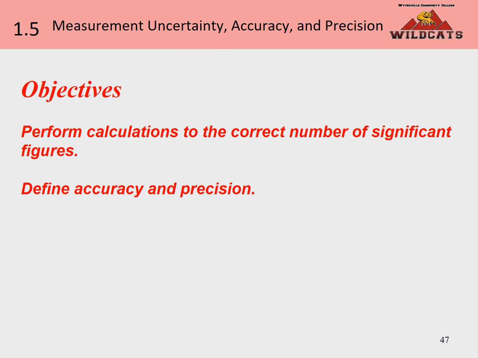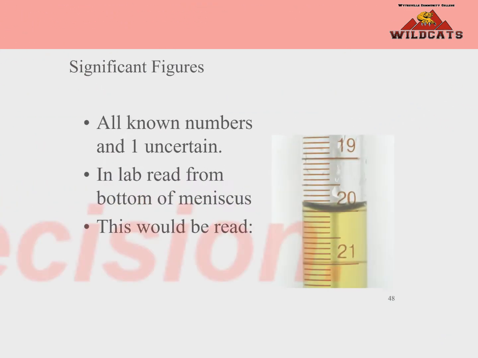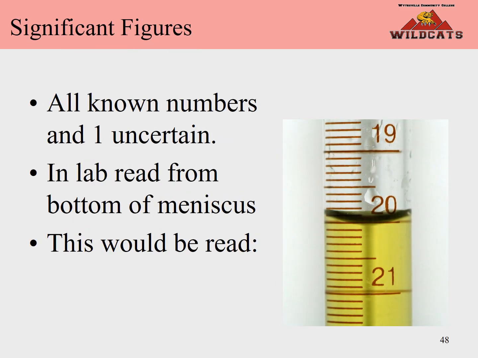So now on to section 1.5, measurement uncertainty, accuracy, and precision. In the previous section, we talked about SI units and that measurements always have a number and a unit. Well, because we're measuring things or objects, we need to be careful about accuracy and precision. And one of the ways to make sure we have the most accurate and precise measurements is to have the correct number of significant figures. So significant figures are all known numbers and one uncertain.